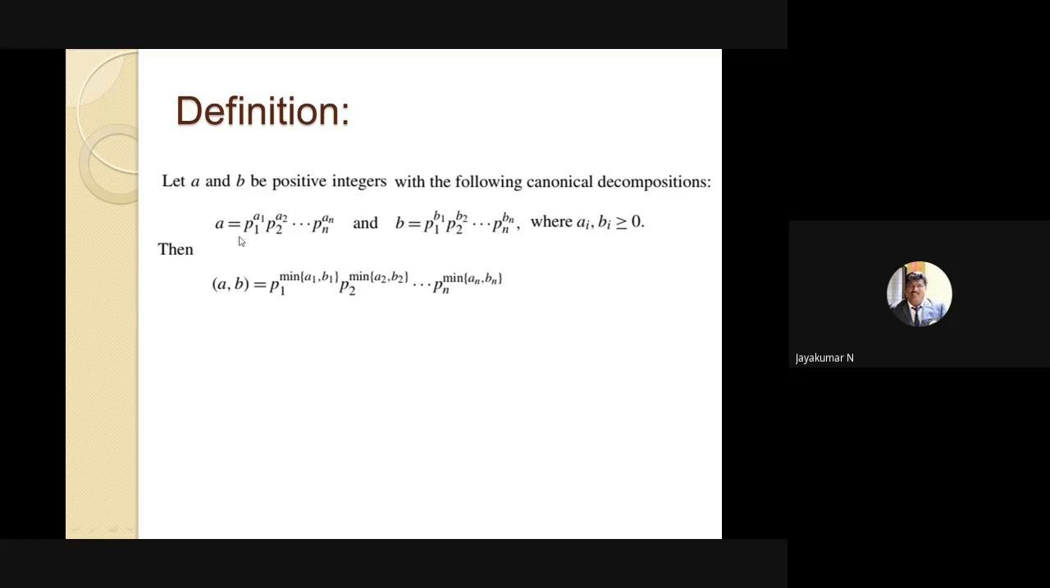Suppose A and B are 2 positive integers. In the canonical decomposition, how do you find the GCD of A and B? Here there is a prime P1, and here also there is a prime P1. So for GCD you have to choose the minimum of the power. So GCD of A comma B is nothing but P1 power minimum of A1 B1, P2 power minimum of A2 B2, up to Pn power minimum of An Bn, and this is the GCD of A and B in the canonical decomposition form.